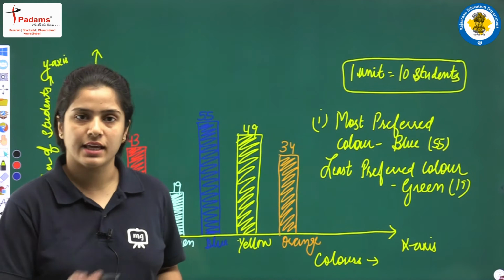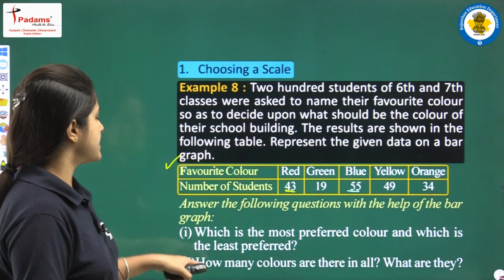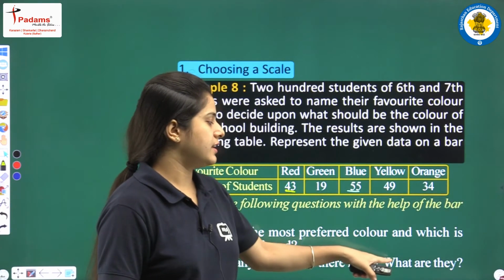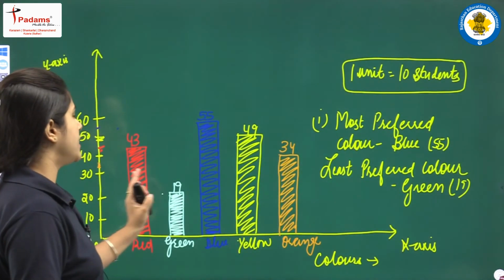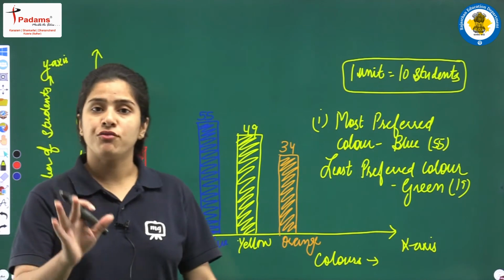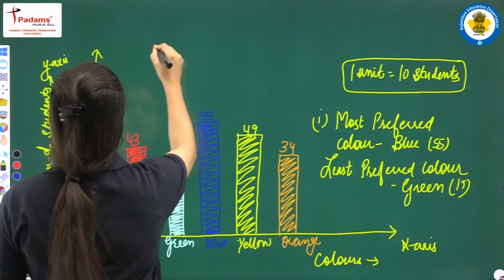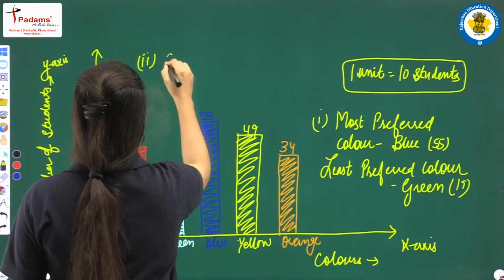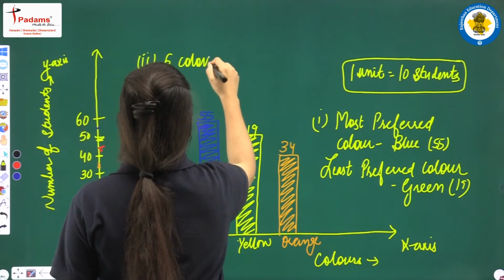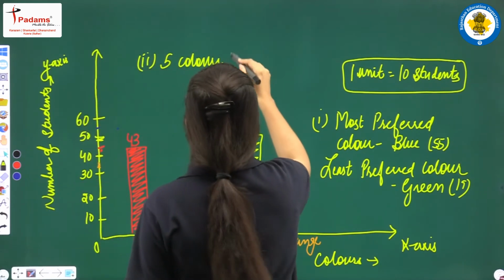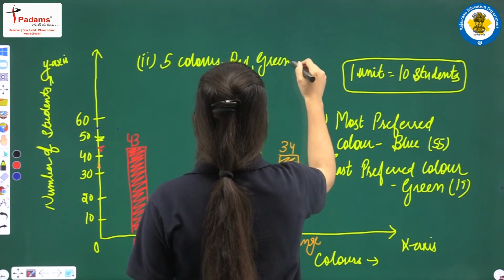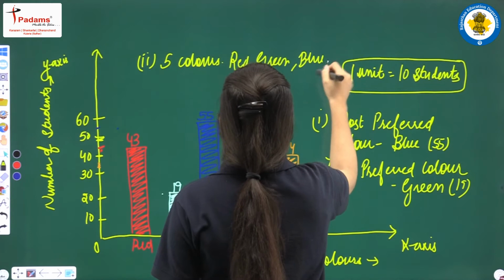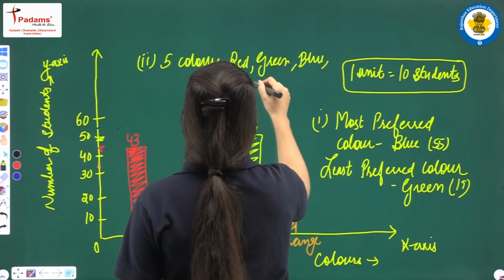Now what is the second part, students? Second part is, how many colors are there in all? What are they? How many colors are there in all, students? 1, 2, 3, 4 and 5. 5 colors are there. So second answer is 5 colors. And what are they? Red, green, blue, yellow and orange.